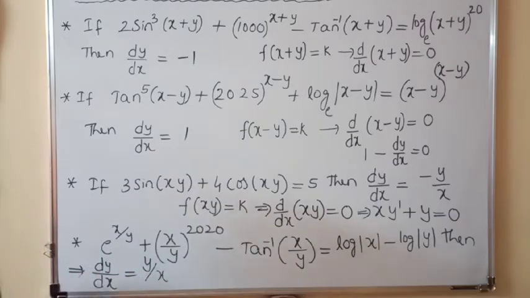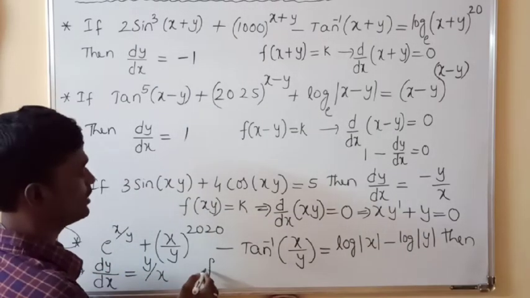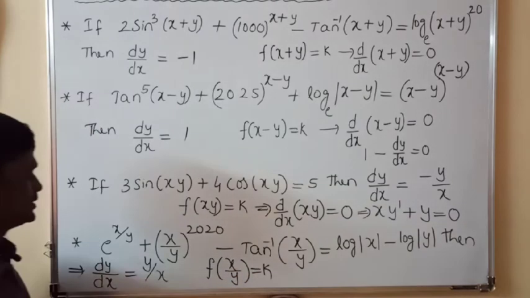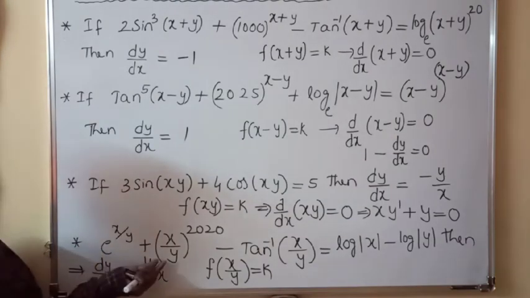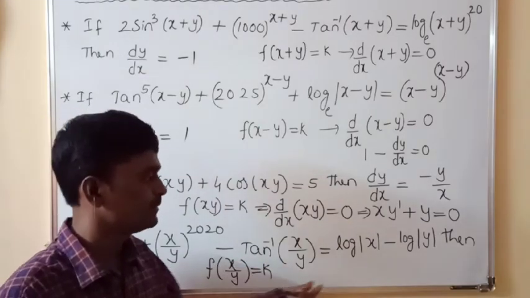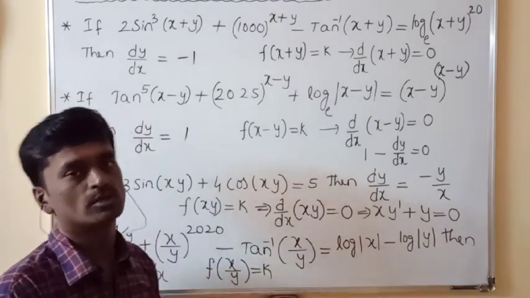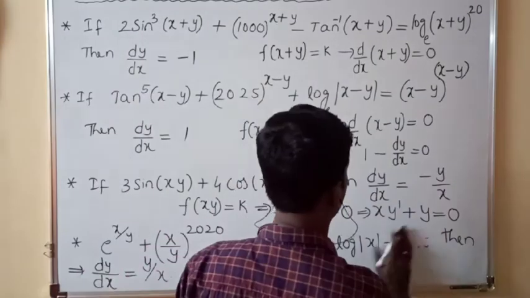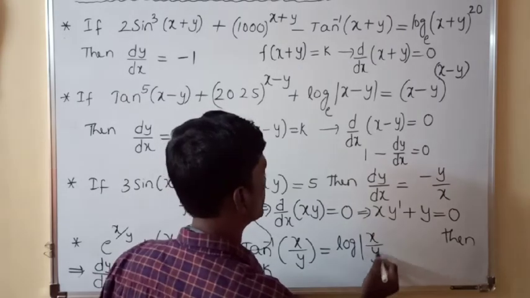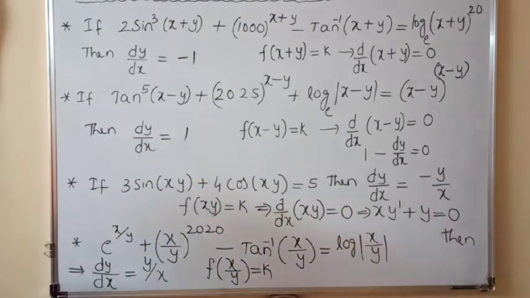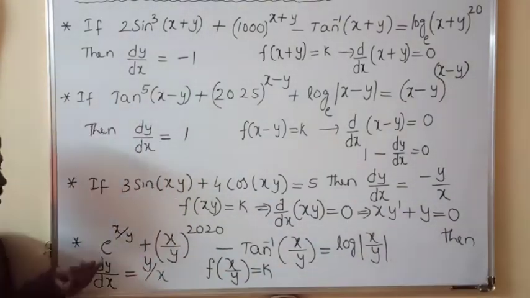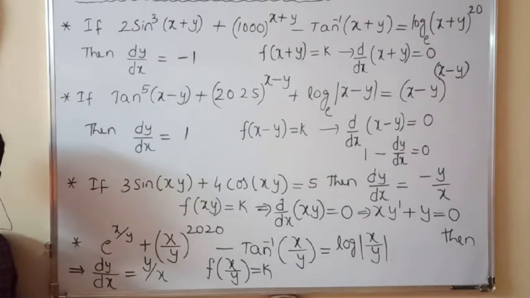In the same way, if you observe, last problem, fourth problem. So this fourth problem looks like what? Function of x by y is equal to k. See, e power x by y, function of x by y. This is x by y whole power 2020, function of x by y. This is also some function of x by y only, no? Because log x minus log y, further we can write it as log of modulus of x by y. Correct? So that means this is also a function of x by y. So that means the given equation looks like function of x by y is equal to k.